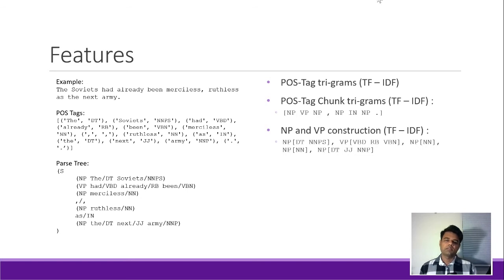We also wanted to look at syntactic features. For this, we did part of speech tagging on the document, and on the left here, I have an example sentence with the part of speech tags. We also grouped the part of speech tags to form noun phrases and verb phrases, using a regular expression-based approach. While there are machine learning-based approaches to do this, we opted for the simpler regular expression-based approach due to performance considerations. As features, we included the TF-IDF values of the part of speech trigrams and the trigrams of part of speech tag chunks. We also encoded how each noun phrase and verb phrase was constructed as features.